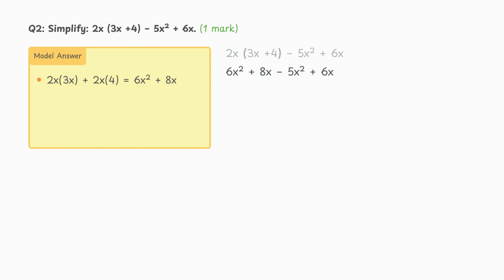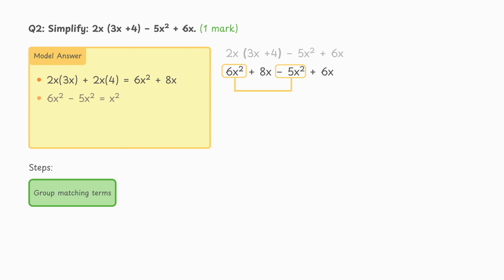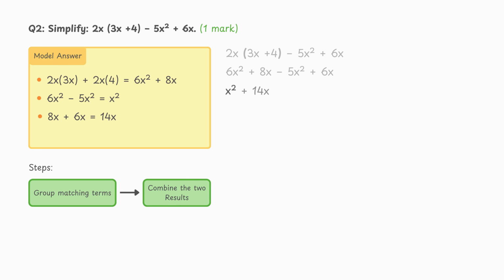Now the expression becomes 6x squared plus 8x minus 5x squared plus 6x. Next, we collect the like terms. Like terms have the same letter part and the same power. So 6x squared and minus 5x squared are like terms. 6x squared minus 5x squared equals 1x squared, which we simply write as x squared. Now look at the x terms. We have 8x and plus 6x. 8x plus 6x equals 14x. Now combine the two results. The x squared terms give x squared. The x terms give 14x. So the final simplified answer is x squared plus 14x.